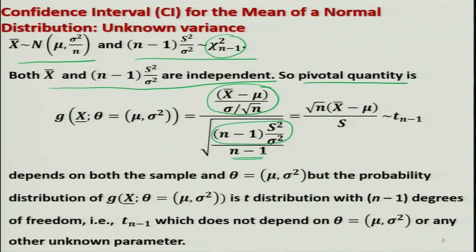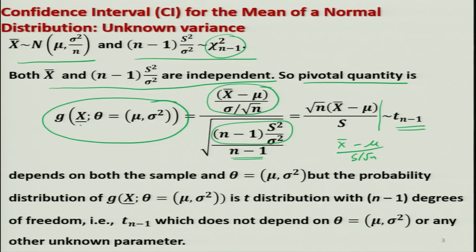So, if you try to simplify it, this will come out to be square root of n times (x bar minus mu) divided by s, which is actually (x bar minus mu) divided by s by root n, right. So, this is a statistic which is going to follow a t distribution with n minus 1 degrees of freedom. Now, I do not need to repeat it; I will simply refer you to the t distribution where we have discussed all these things. So, now this is going to be a pivotal quantity.